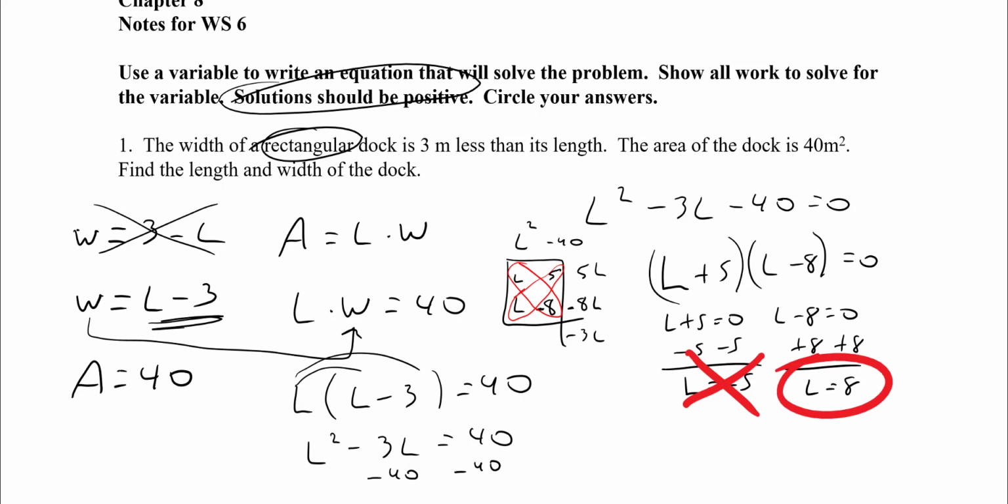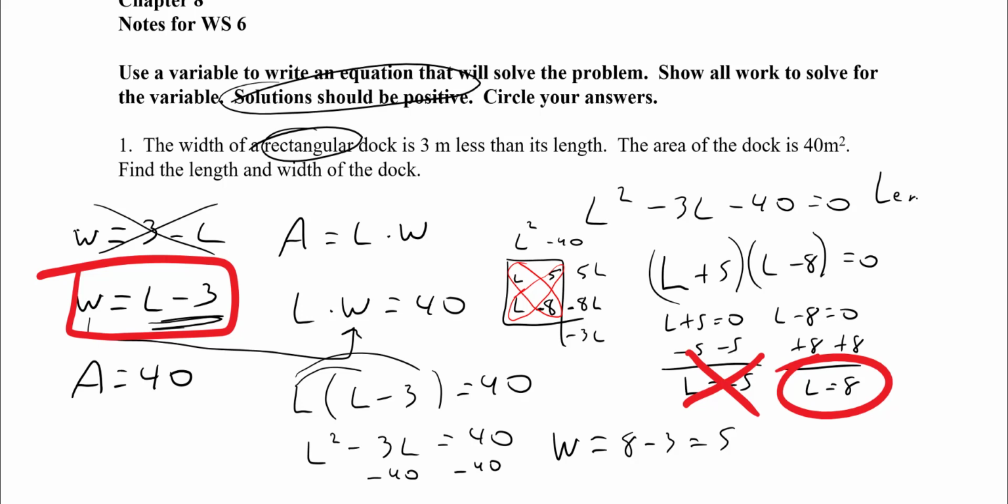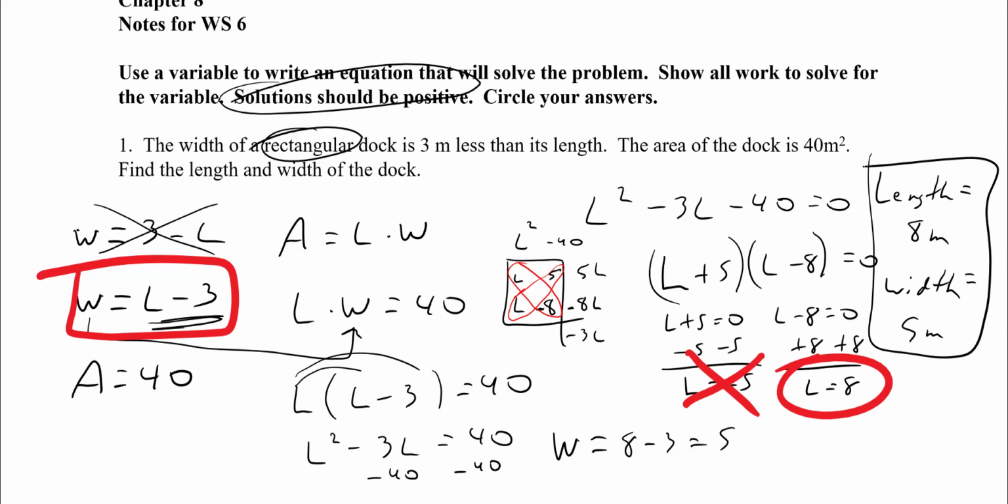That's my length. To find the width, you plug it back into this nice little formula: the width equals L minus 3, which is 8 minus 3, which is 5. So just to write it nicely here, the length is 8, and this is in meters, so it's 8 meters, and the width is equal to 5 meters. And that's what I'm looking for. That's your final answer. Not bad.